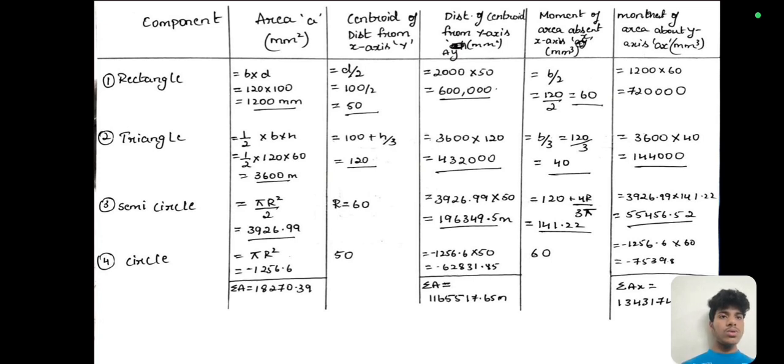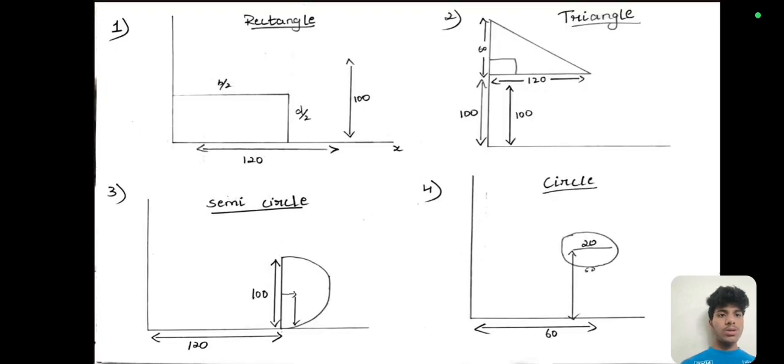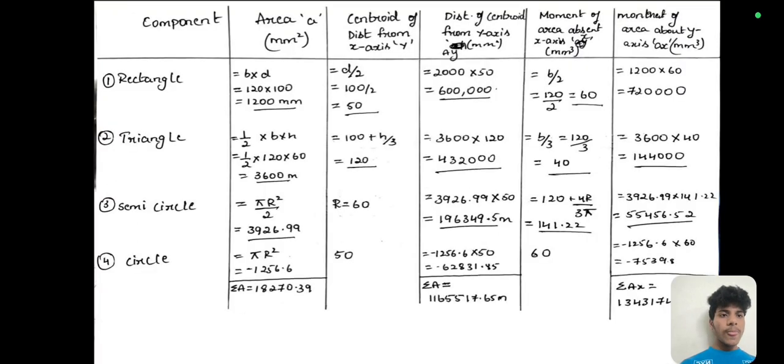So next we should do distance of centroid from y-axis ay. We have to multiply area and centroid y. So 3600 into 120, so we will get 4,32,000. Next we have to do moment of area about x-axis x mm cube. So b by 3, as you see in the figure, b by 3 is equal to 120 by 3. If we divide 120 by 3, we'll get the answer as 40.